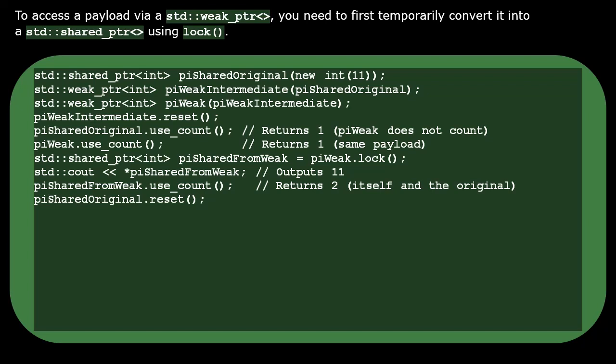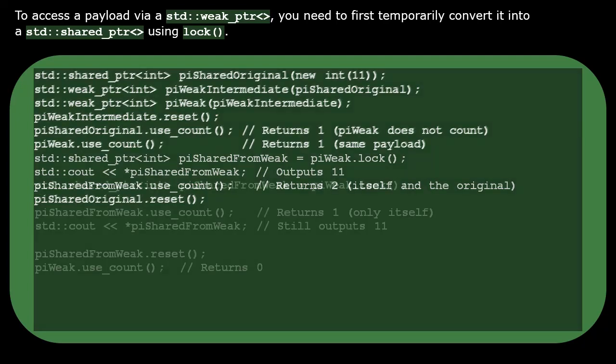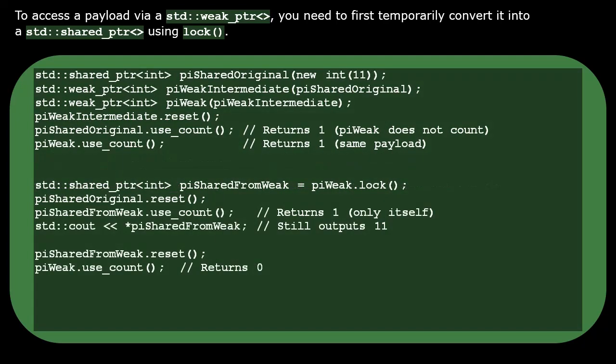This new shared pointer, which resulted from having locked a weak pointer, has all the abilities of any ordinary shared pointer. It can even outlive the original shared pointer, causing the payload to continue to survive just because of its existence.